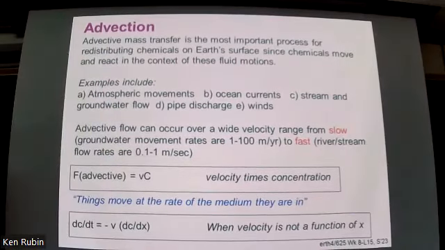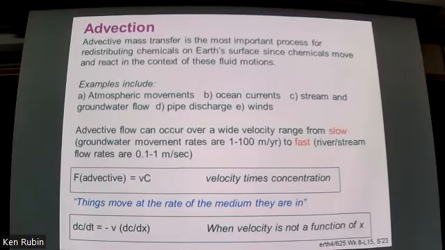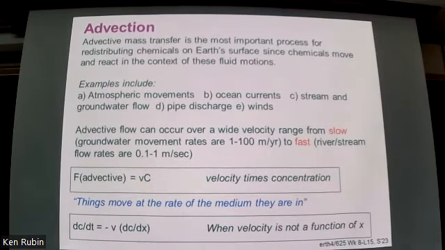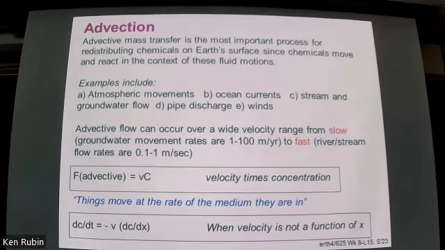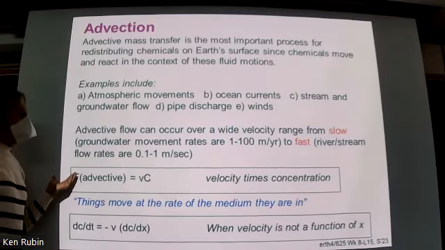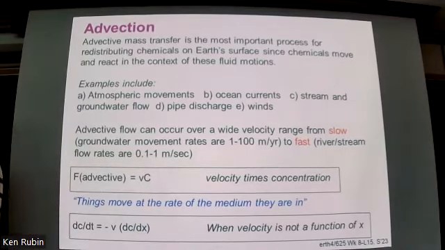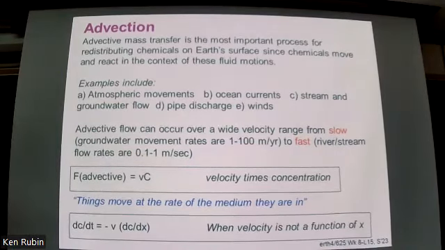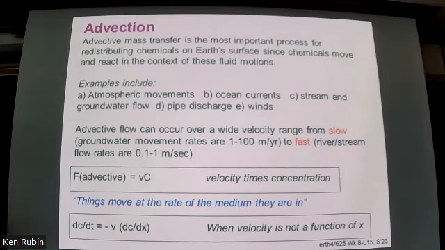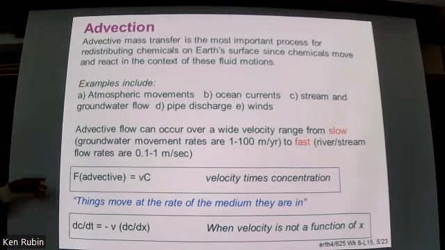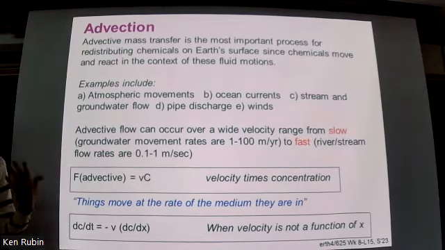These are just some ideas of some rates: groundwater might move 1 to 100 meters a year. So you can think about solutes in that groundwater taking that long to move from point A to point B, assuming nothing else is happening. Whereas if we're looking at a stream or a river, it's 0.1 to a meter per second, right? So we can move a lot more distance in a lot shorter period of time. And therefore, when we talk about contaminants in the subsurface and on the surface, we're thinking about different time scales of advection.